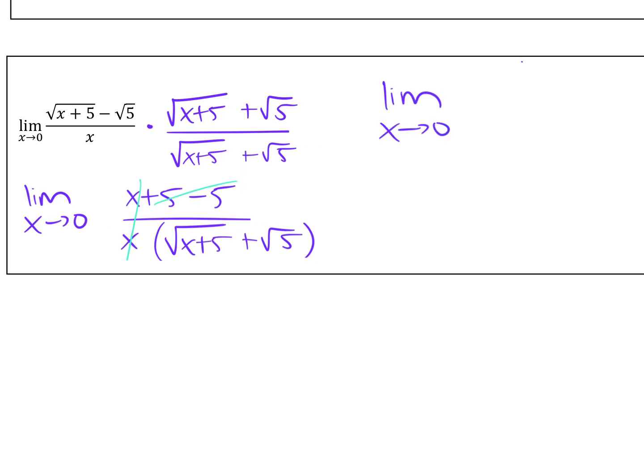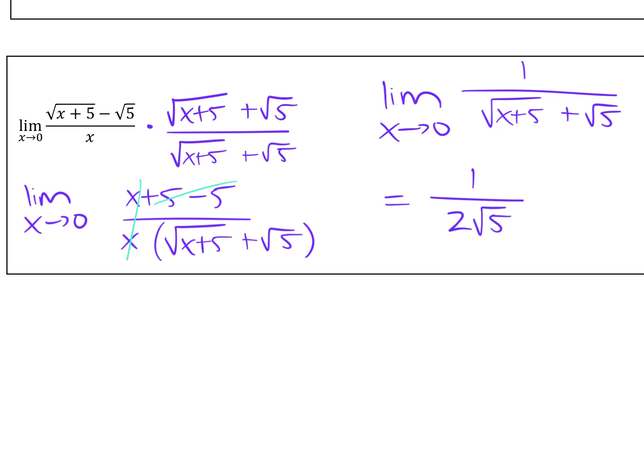All right, so now I have 1 over root x plus 5 plus root 5. I plug in 0 now, and what is root 5 plus root 5? 2 root 5. And that is as far as you need to go. Okay? All right, let's flip the page.